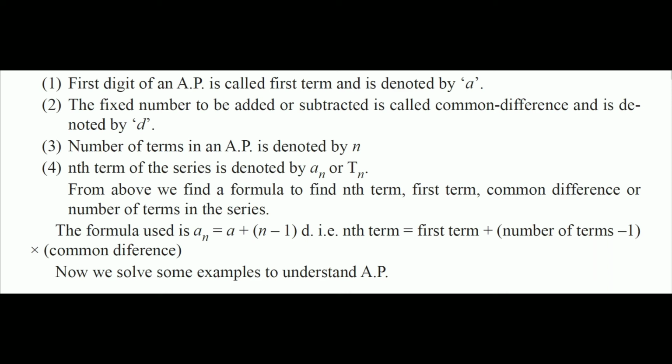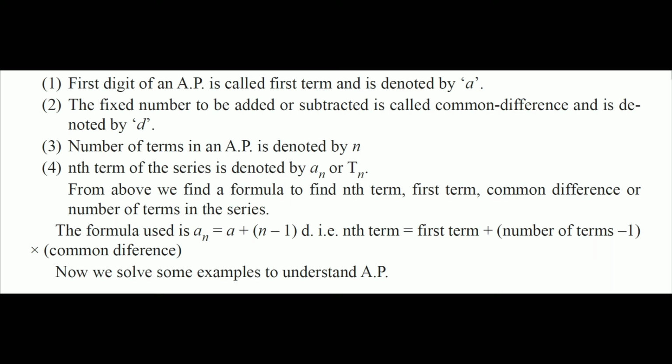The formula is: the nth term, AN, is equal to A plus n minus 1 into D. That is, the nth term is the first term A plus the number of terms subtracted by 1. We have to take 1 less than the total number of terms given in the series, multiplied by the common difference. Now we solve the examples to practice this formula.